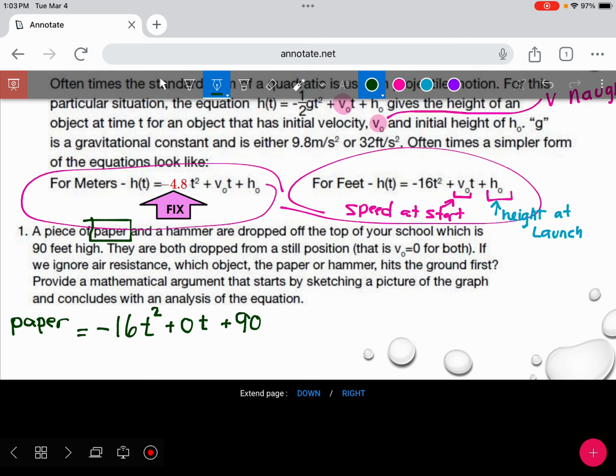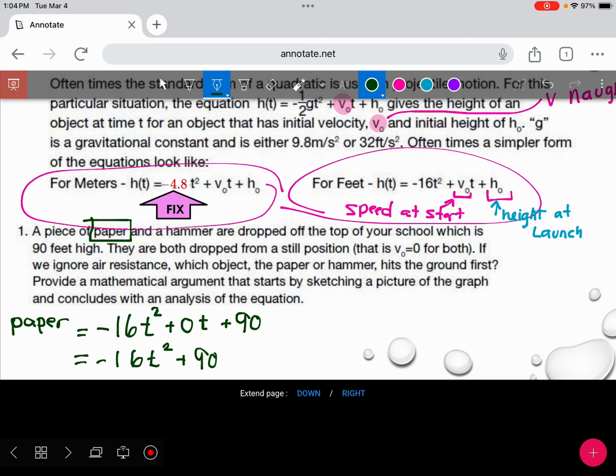Can I simplify this equation a little bit? What can I do? Yeah, the 0t is not actually doing us any good. So the equation for my paper should fall at some form of minus 16t squared plus 90.